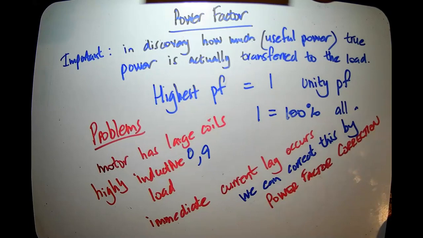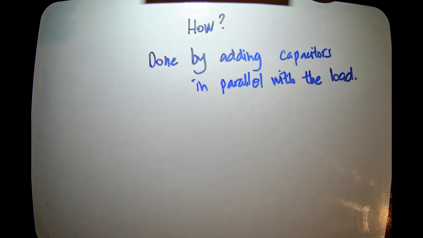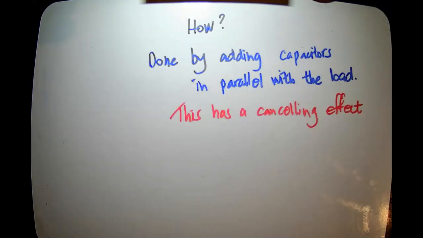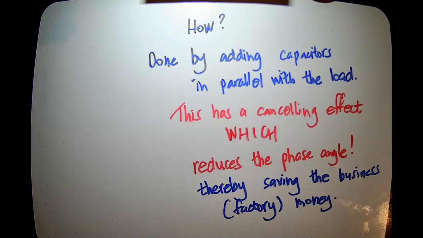We can correct this by power factor correction. So what is power factor correction? How is this done? This is done by adding capacitors in parallel with the load. This then has a cancelling effect because it will move the lagging current forward and bring the voltage and current in phase. This has a cancelling effect which will reduce that phase angle. Because why? It will move the lagging current forward, thereby saving the business factory money.